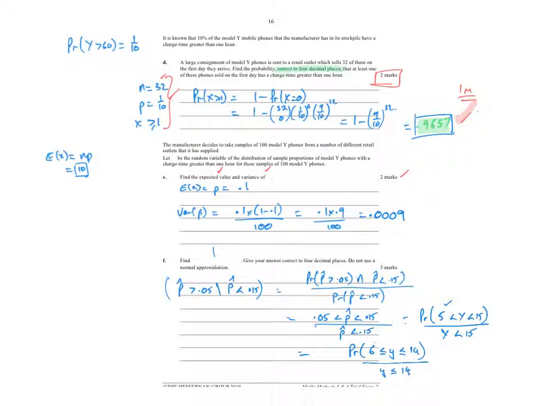So if I just come over here, that's the same as my binomial CDF. What do we have? 100 trials. Probability of success is 0.1. 6 to 14 over binomial CDF, 100 trials, 0.1, 0 to 14, which is equal to 0.9379.